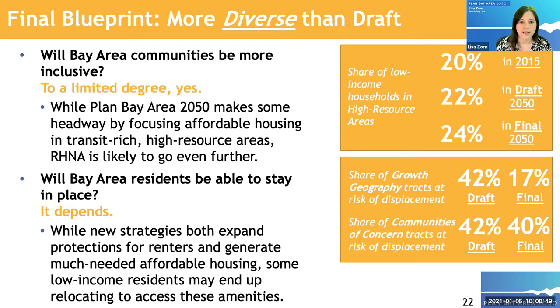24% in 2050. Fortunately, the RHNA methodology, which you'll hear about in a bit, accelerates growth in high-resource areas even more strongly to affirmatively further fair housing in the early years of the plan cycle.